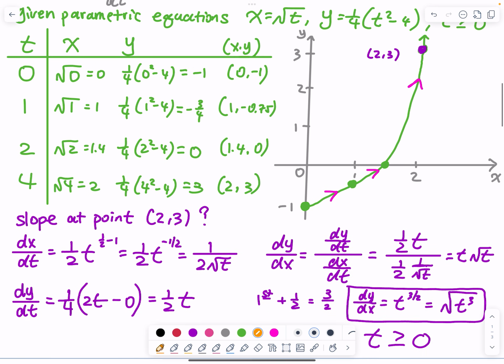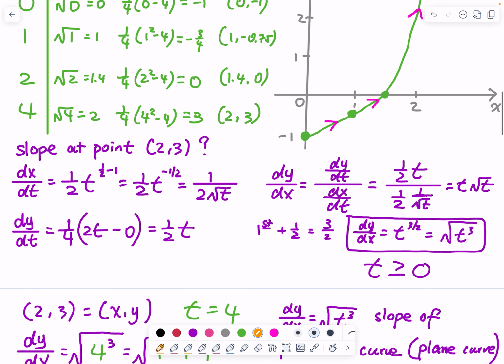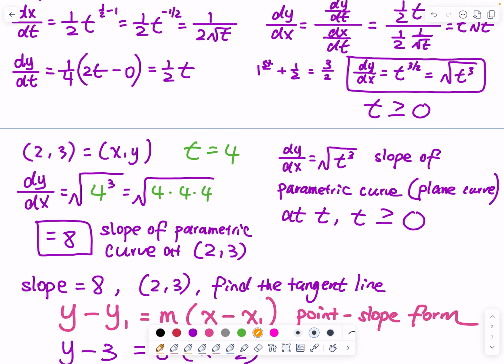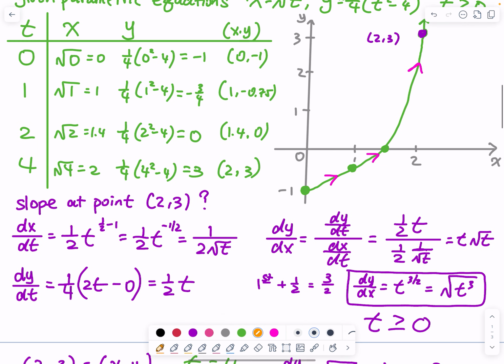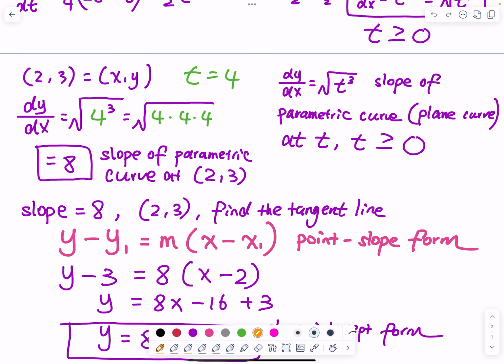And then I pick a point at (2, 3). I found the derivative of the parametric curve, and at this point t equals 4, also from the green table, and then I plug t equals 4 into the slope, the derivative, and then I found the slope. Now I have a point, I have a slope.